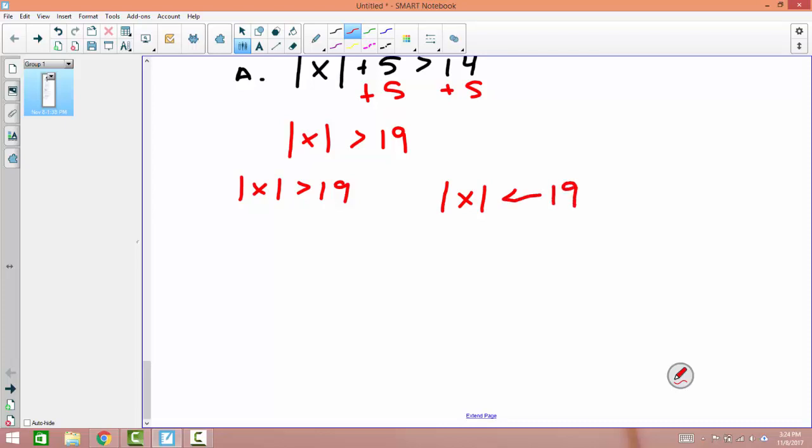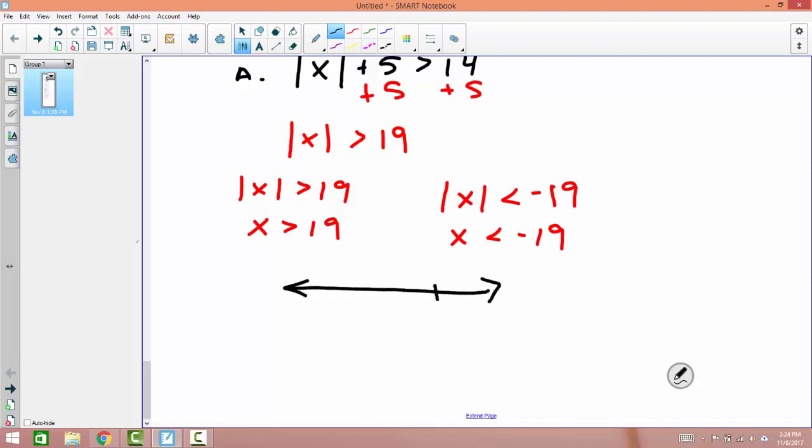Then you can lose the absolute value. x is greater than 19. x is less than -19. And then you can plot it. At 19, you have an open circle. It's greater than, so arrow right. At -19, you have an open circle. It's less than, so arrow left.